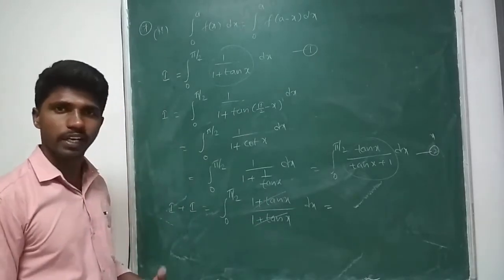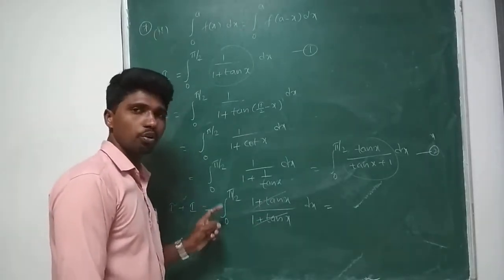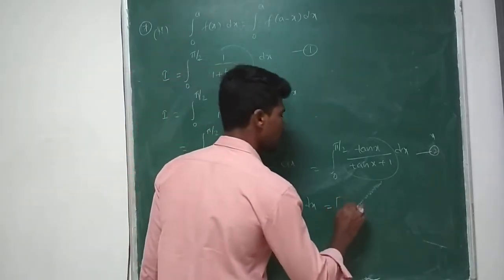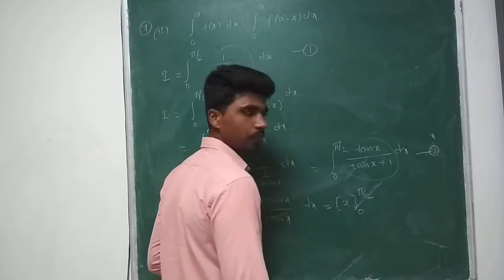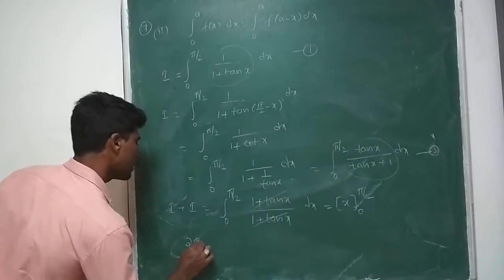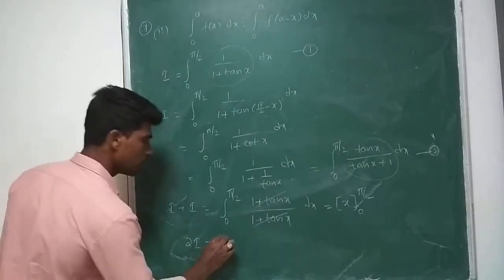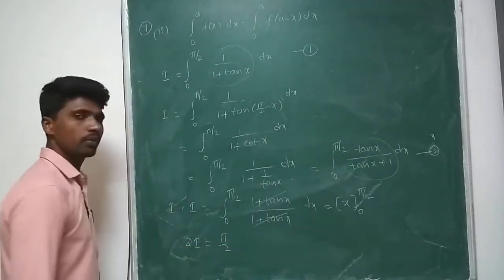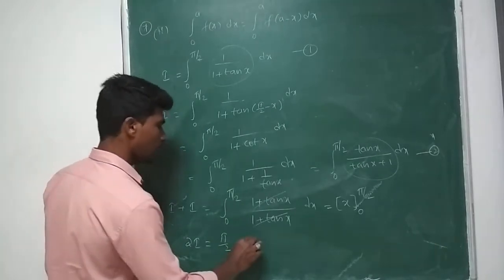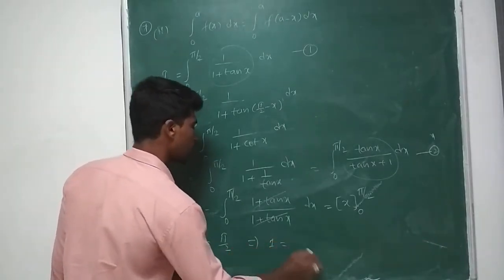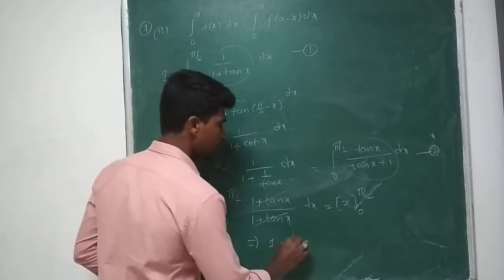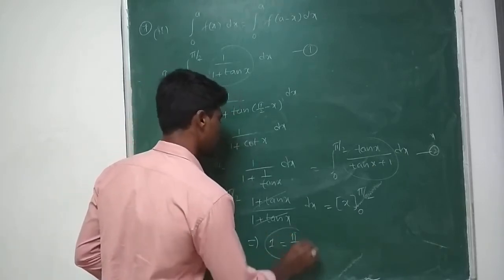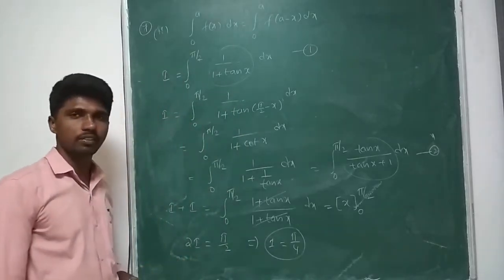Integral dx is x and the limits are from 0 to pi by 2. So I get x from 0 to pi by 2. So the value of 2I is equal to pi by 2 minus 0, which is equal to pi by 2. And I need only the value of I. So I is equal to, transferring 2 to the right side and dividing, I get pi by 4. So the value of I is pi by 4.